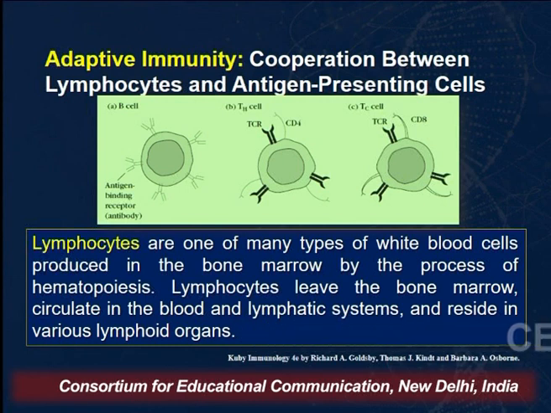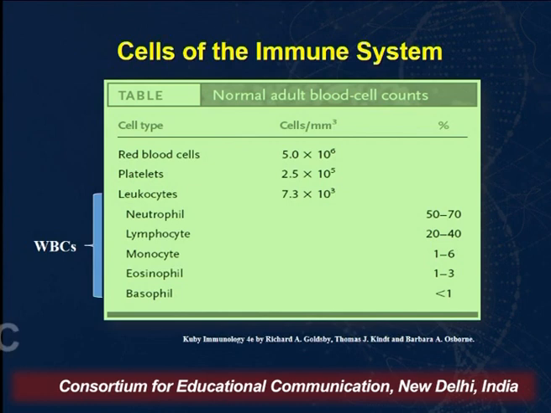If you see the image over here, this image shows the various lymphocytes: the B cells, which have the surface antibodies, then the T helper cells which have receptors present, and the T cytotoxic cells which also have receptors present on their surface. Now the cells of the immune system have been classified into various categories. We know that in the blood there are red blood cells, platelets, and the leukocytes, which are divided into neutrophils, lymphocytes, monocytes, eosinophils and basophils. They all form the white blood cell category.